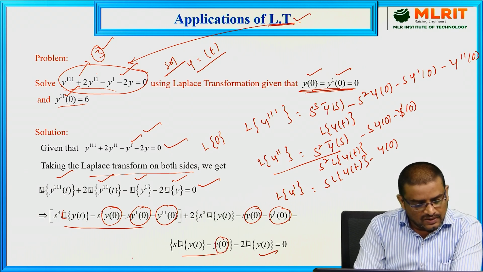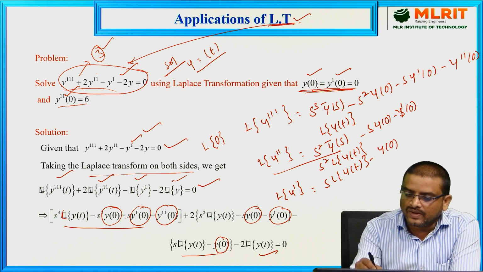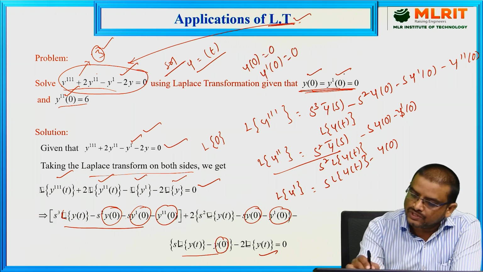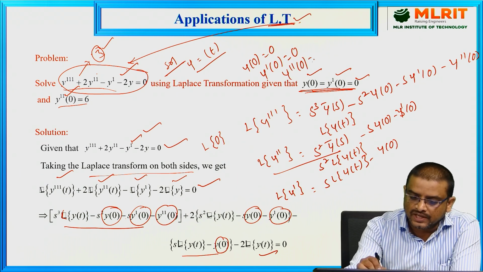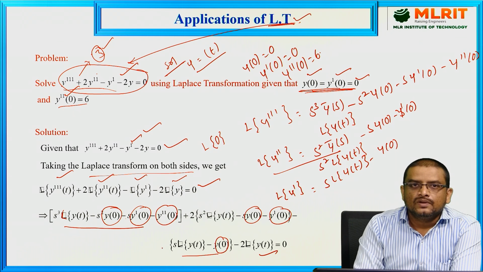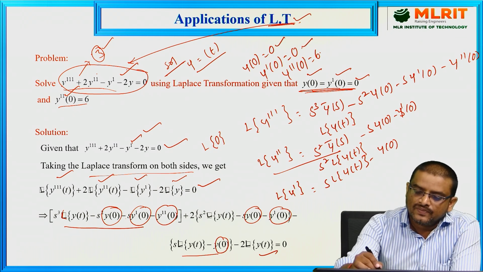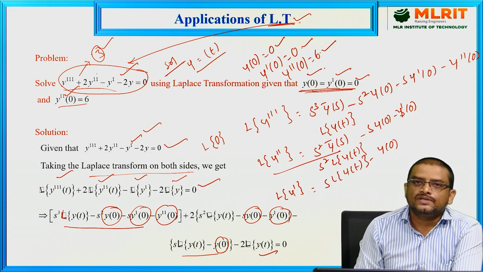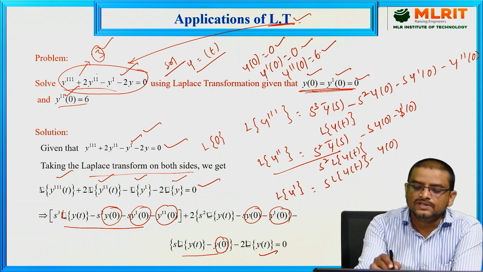So now what we have to do is replace y of 0. In the problem itself he has given y of 0 equal to 0, y dash of 0 is also equal to 0, and finally he has given y double dash of 0 is equal to 6. Now in this, wherever we are having y of 0, replace that with 0. Wherever we are having y dash of 0, replace with 0. And y double dash of 0, replace with 6. So in the next step, we have to replace these initial conditions here.